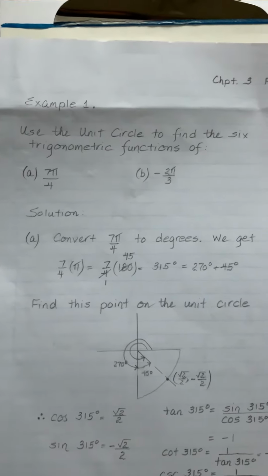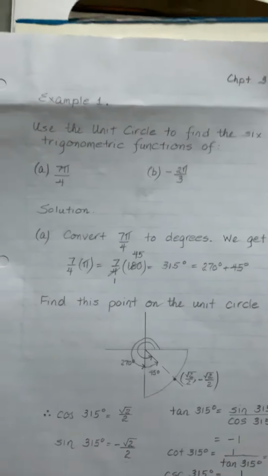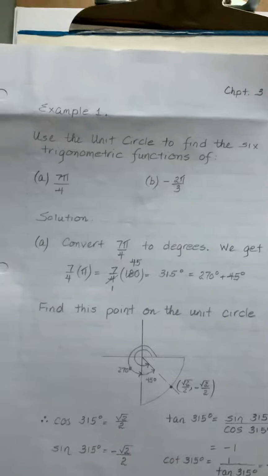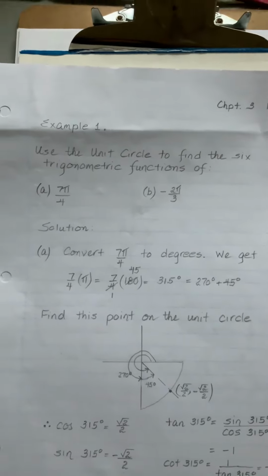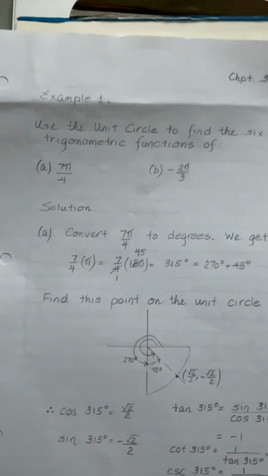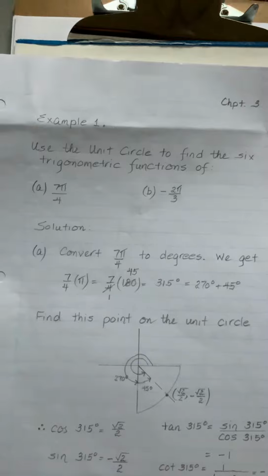This is the example that I want to explain. It's an example using what we know about the unit circle to find all the trigonometric functions of any angle. So we'll just do A.